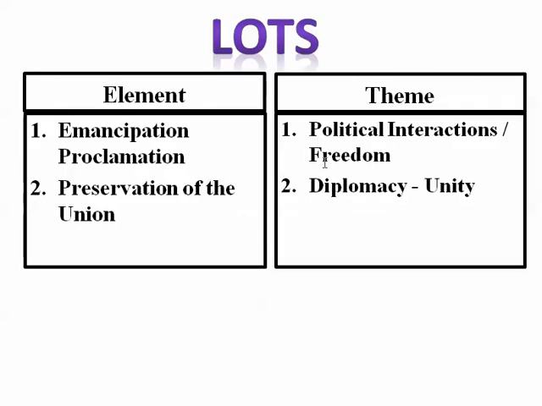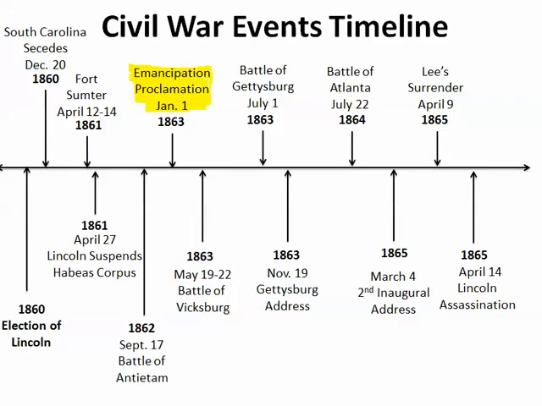Themes here are Emancipation Proclamation. The element is political freedom. Political interactions are freedom. As a theme, preservation of the Union, diplomacy, and unity. We see Abraham Lincoln as crafty again. So on January 1st, 1863, the Emancipation Proclamation ended slavery in the southern states of rebellion. Not in the whole United States, but just in the South.